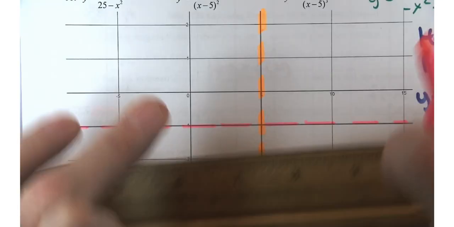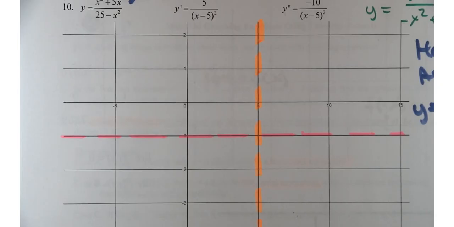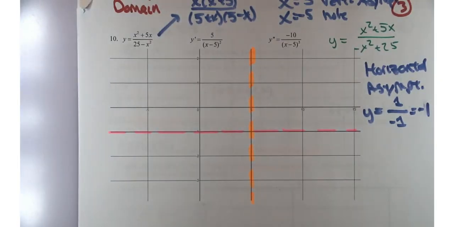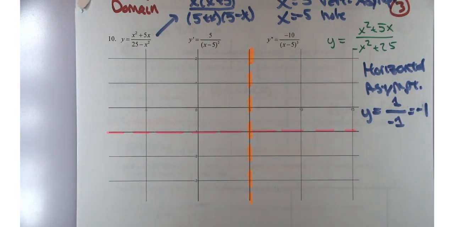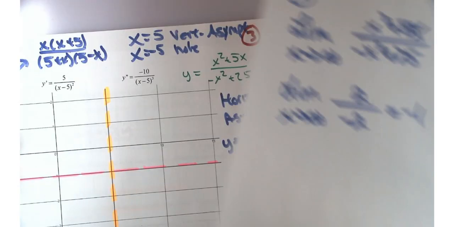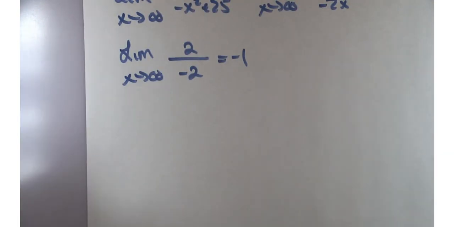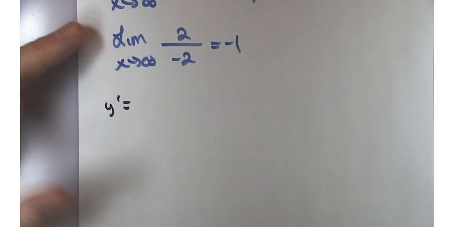Now your graph should kind of dance around both of those features. It can cross a horizontal or vertical asymptote. A lot of times it'll stay on one side versus the other, but it can cross that. Now, let's look at the first and second derivatives here. So our first derivative, call it y prime, is 5 over x minus 5 squared.